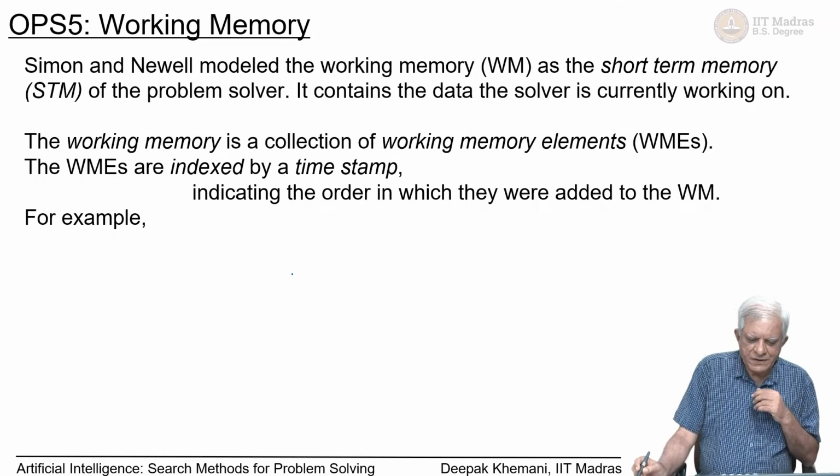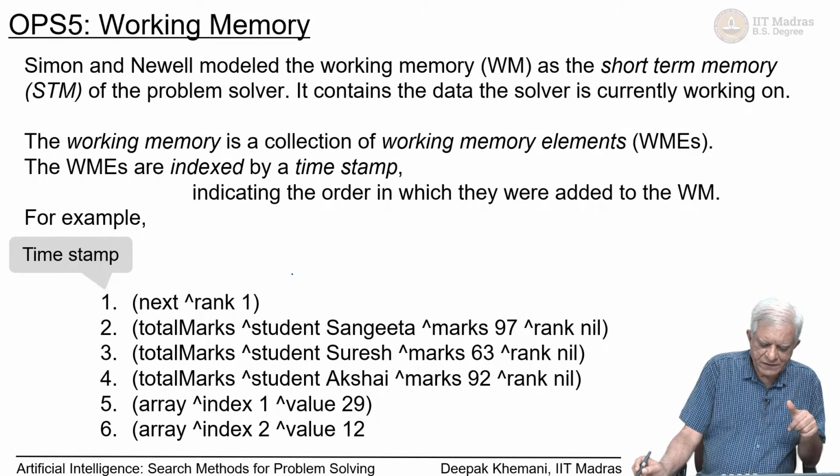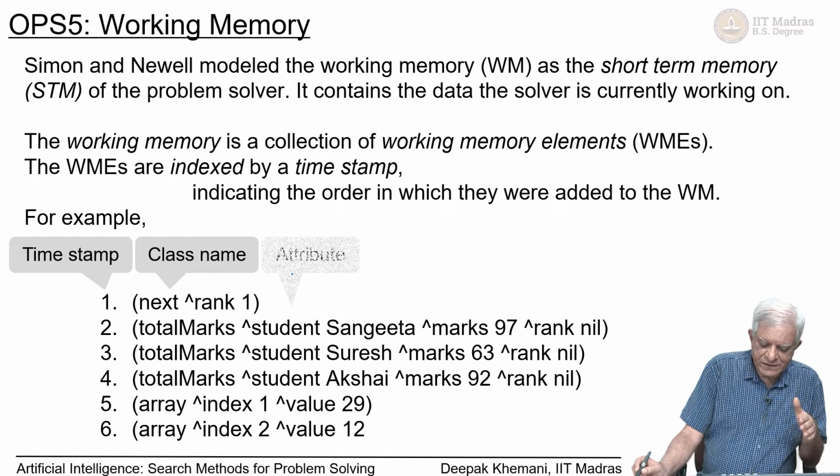So, here is an example of what a working memory could look like. So, there are 6 records or 6 working memory elements. Each of them has a time stamp given to it. Each of them has a class name, like next or total marks or array or so on. Each of them has a set of attributes and each attribute has a value essentially. So, the first working memory element here says that the class name is next and the attribute is called rank and the value is 1 essentially.